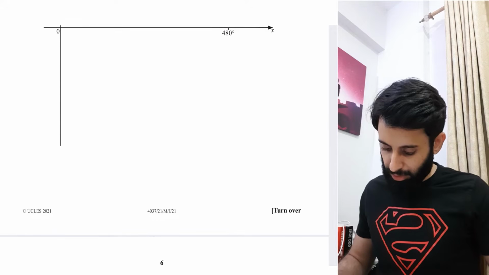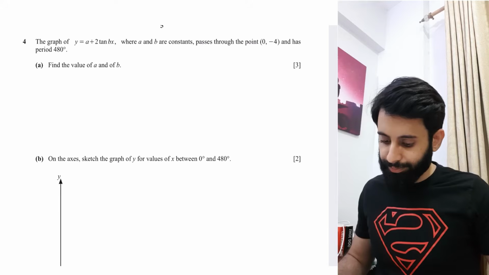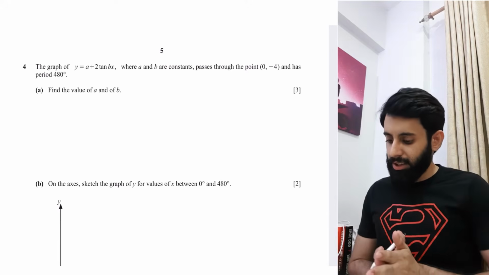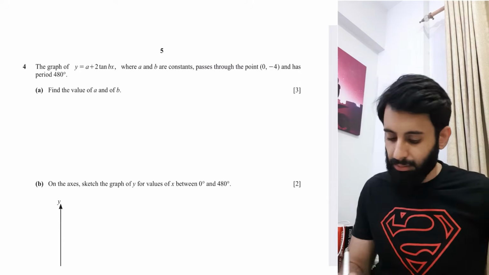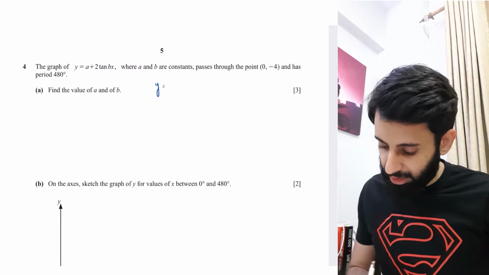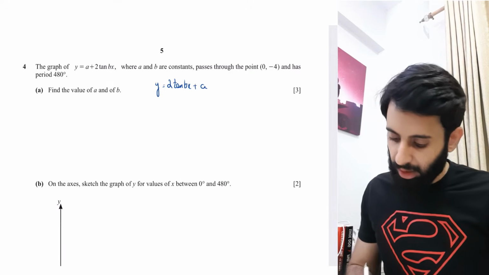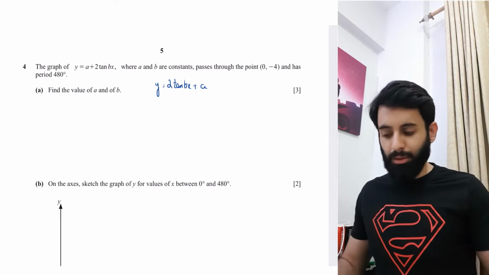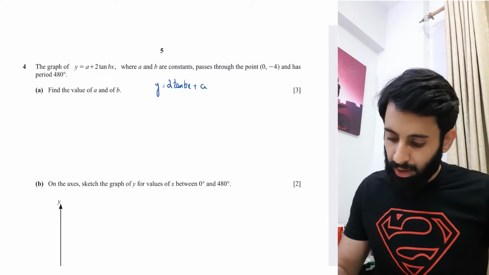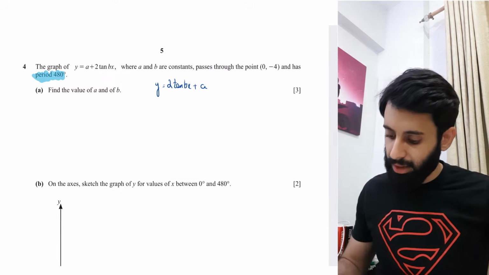So that's that, and here is another question that I would like to solve for you guys. This, I should mention, is from May 2021, paper 2, variant 1. Let's see what it says. It says the graph of y equals 2 tan bx plus a, where a and b are constants, passes through the point 0, minus 4 and has a period of 480 degrees. Now, here's what I'm paying attention to: period of 480 degrees. Let's see how I can use this.